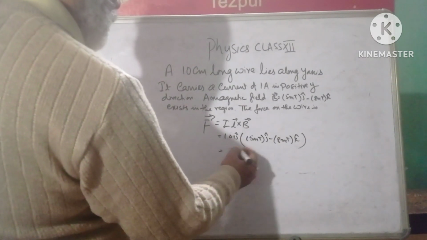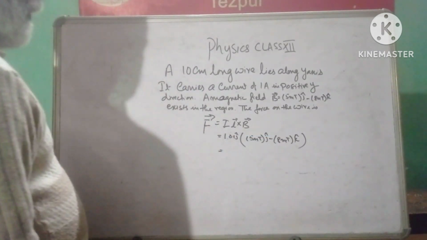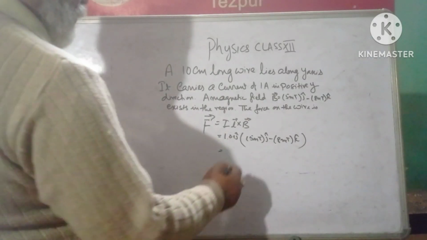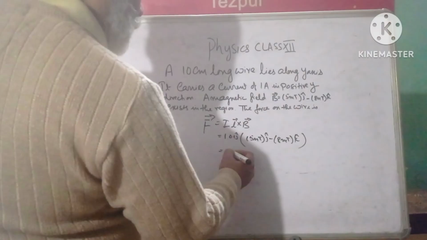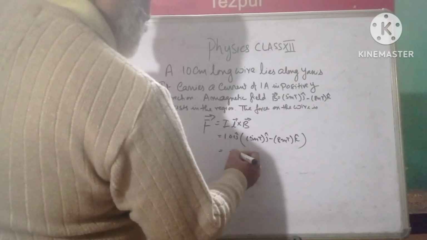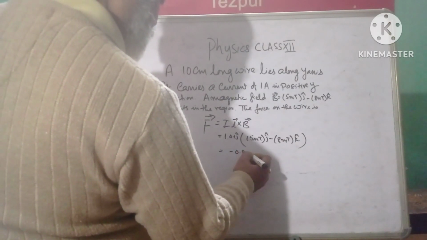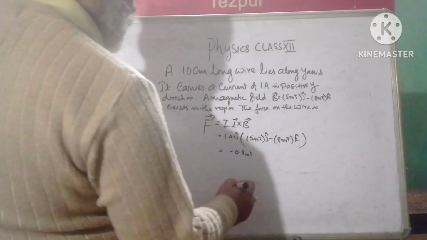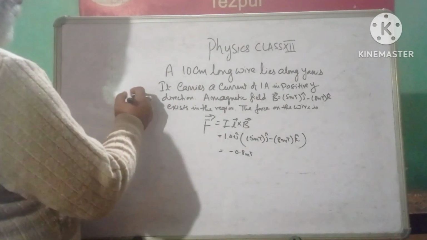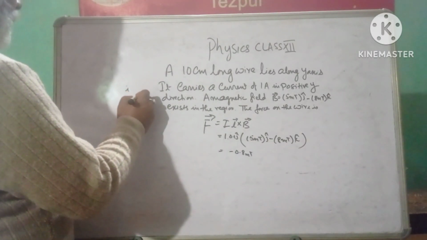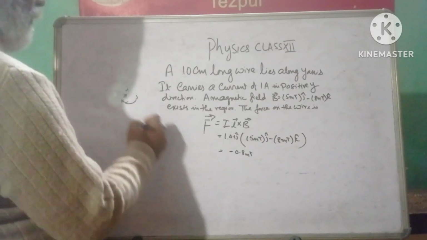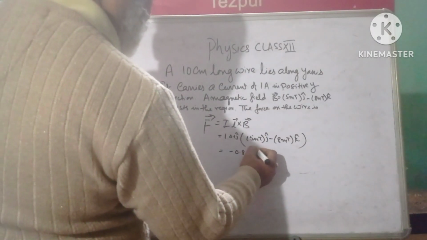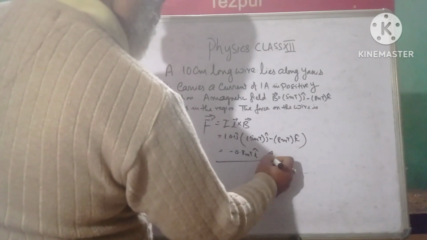So your result will be, see, J cross J, it will be 0. So the result will be minus 0.8 J cross K. So you know that J cross K will be I, so this will be I cap. So this is your answer.